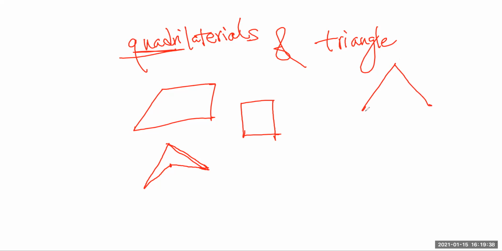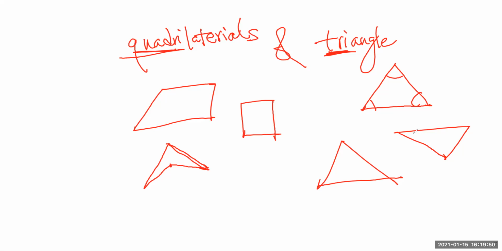Triangles, of course, have three angles. That's why it's tri. Tri means three. They can have different types, all kinds. As long as we have three sides, then of course we have three angles. So we've got quadrilaterals and triangles. We're going to study them like in geometry in school. You can learn a lot about them.